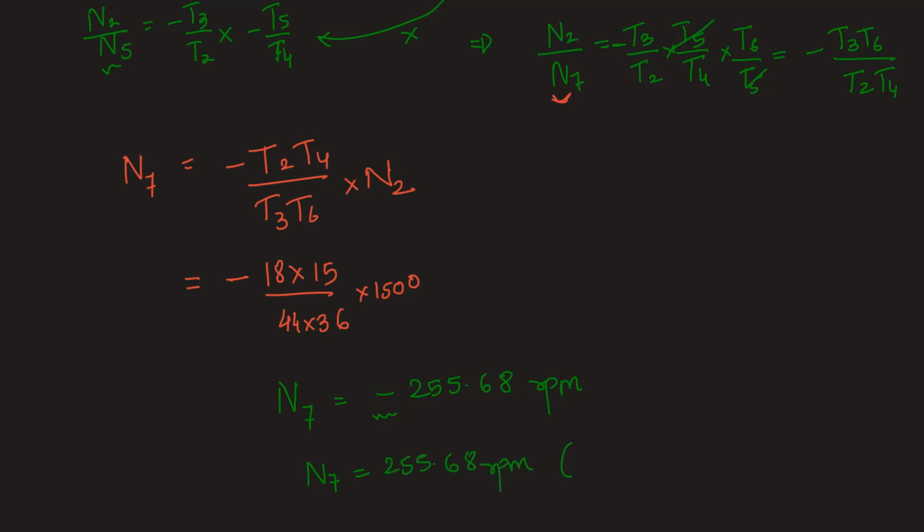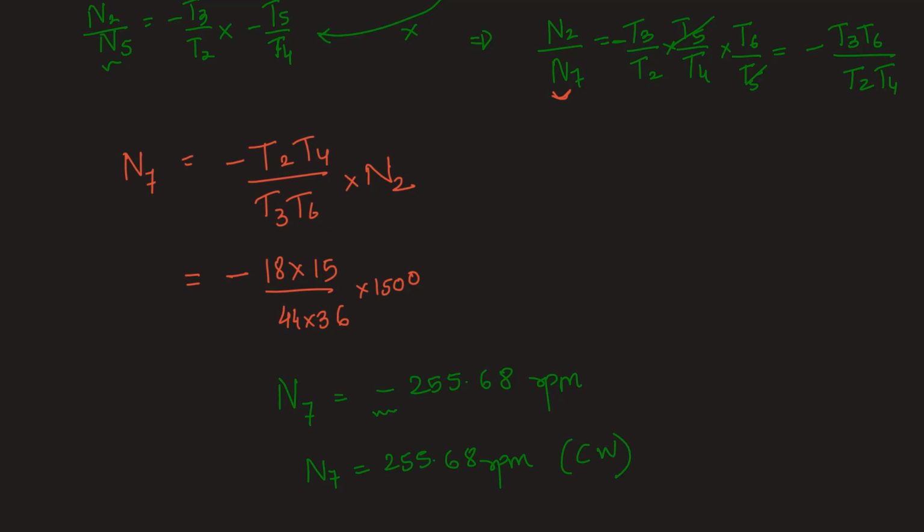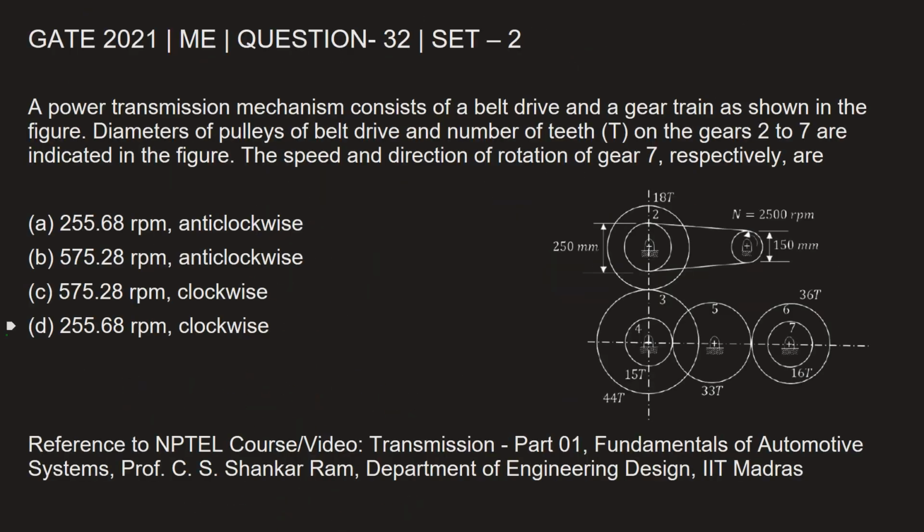255.68 RPM clockwise. This is clockwise because when we have taken N as 2500 RPM, it was anti-clockwise and we took it as positive. So we have actually followed the sign convention, anti-clockwise positive. And therefore the answer we got is negative. It means the direction will be clockwise. Let's go back and mark this option, 255.68 RPM clockwise. Our correct answer is option D. Speed and direction of rotation of gear 7 respectively are 255.68 RPM clockwise.